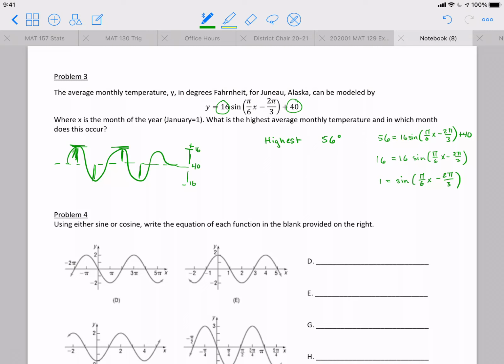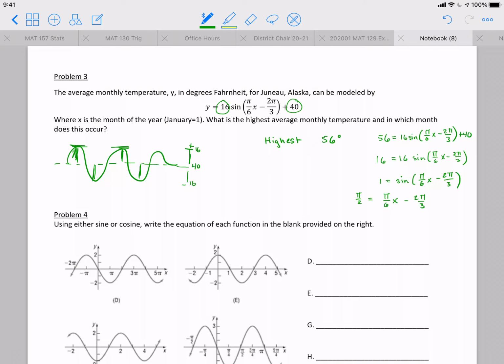Or you could just flat out work it out in your calculator. What is sine equal to 1, by the way? That's at 90 degrees, right, is one solution. So if you take the arc sine of both sides, you're going to get pi over 2, right? Arc sine of 1. And then the arc sine on the right-hand side cancels, and so then you get pi over 6 x minus 2 pi over 3. And then we could solve that.